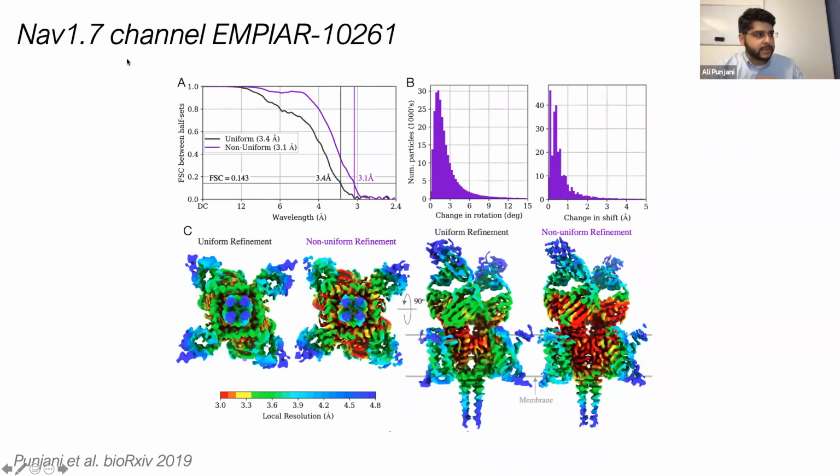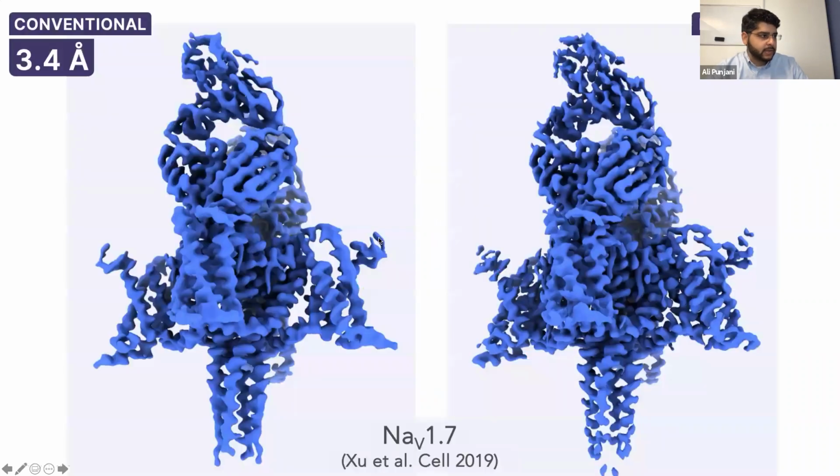This is another example, also from the paper, that we talked about previously, the NaV1.7 channel. In this case, the protein is larger and the relative amount of mass in the micelle is less, but there are two Fabs that we've seen earlier are very floppily attached. And the overall structure also has a lot of flexibility. In this case, non-uniform refinement makes a difference between overall resolution of 3.4 down to 3.1 angstroms. And the improvement in the map quality is also quite significant.